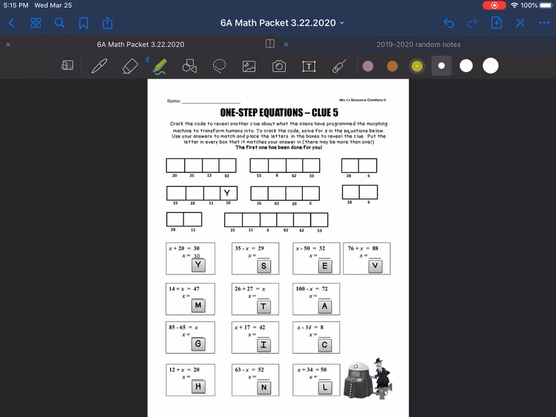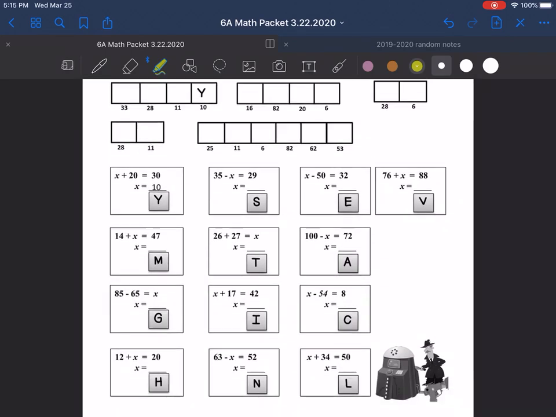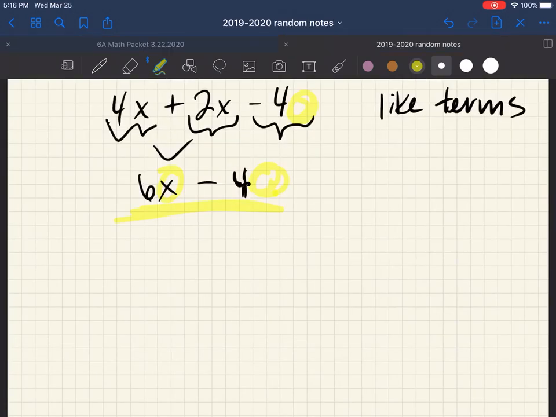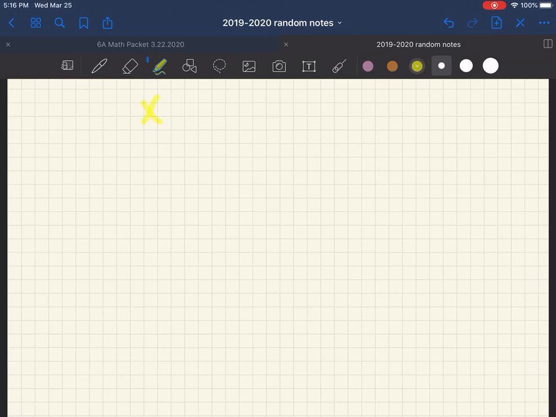And then this last one, you guys have been really good at this: solving one-step equations. This is where we talked about wanting to figure out what that variable is. So you're asking yourself, what is x going to equal? What am I going to get if I get that variable by itself? They gave us the example x plus 20 equals 30.